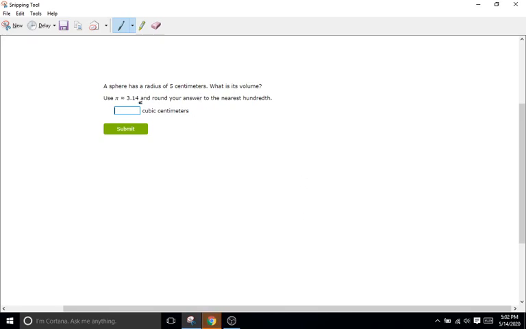So it says a sphere has a radius of 5 centimeters. What is the volume? So volume again is 4 over 3 pi r cubed, okay. And so we have 4 over 3 times 3.14 times our radius. What is our radius? 5, so 5 cubed. So 5 times 5 times 5.